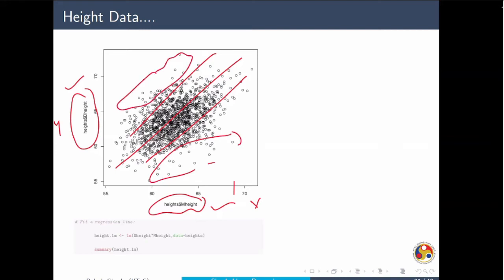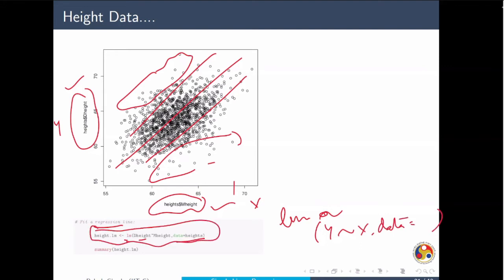Very quickly, you can fit a regression line by calling lm, for linear model: Y tilde X, and then data. This is the term that you can see. Then everything, the results, will be stored under a name. You can write height.lm or ABC or anything; nothing fancy about that. Now you just write summary of height.lm, and this is the final outcome.